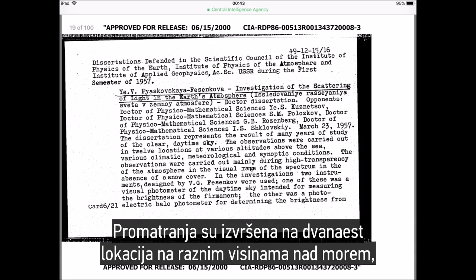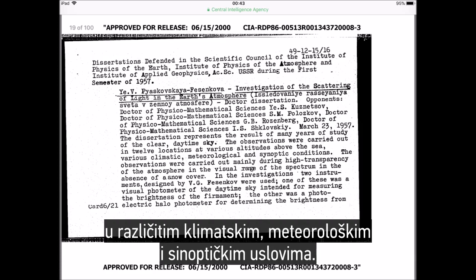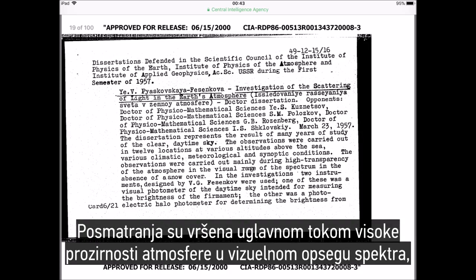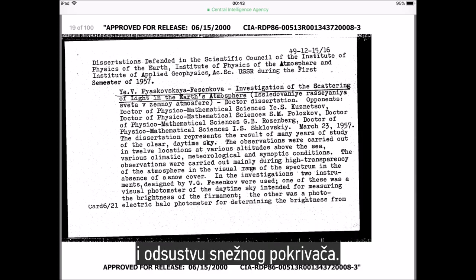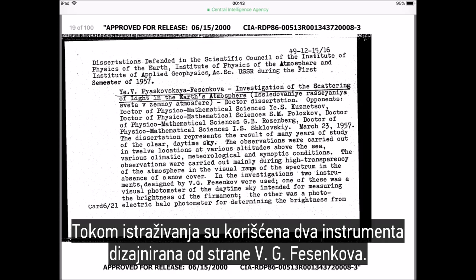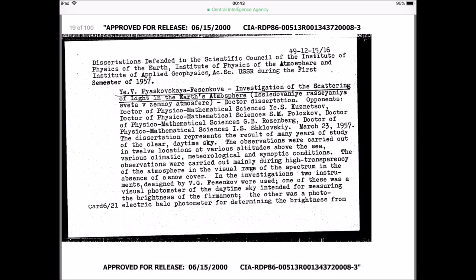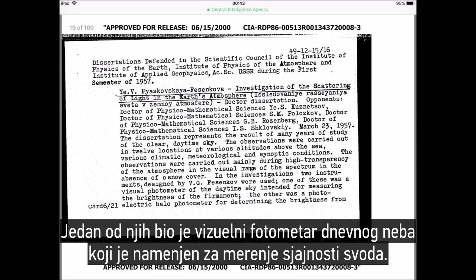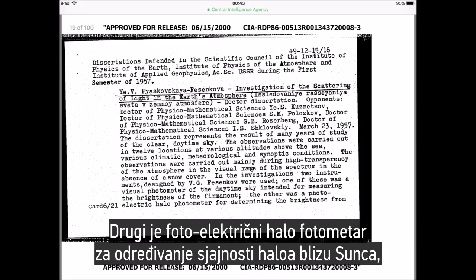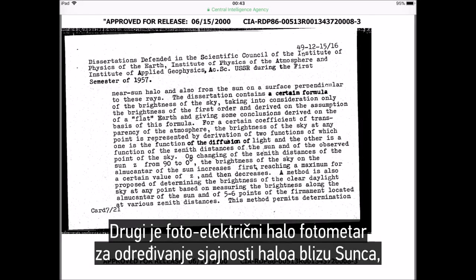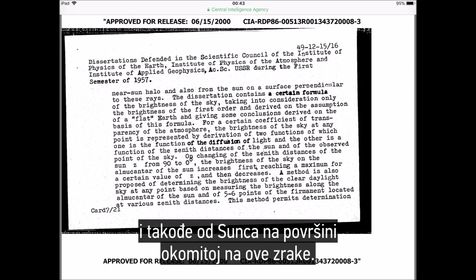The observations were carried out in 12 locations at various altitudes above the sea, various climatic, meteorological, and synoptic conditions. The observations were carried out mainly during high transparency of the atmosphere and the visual range of the spectrum in the absence of a snow cover. In the investigations, 2 instruments designed by V.G. Vasenkov were used. One of these was a visual photometer of the daytime sky, intended for measuring the brightness of the firmament. The other was a photoelectric halo photometer for determining the brightness from near-sun halo and also from the sun on a surface perpendicular to these rays.